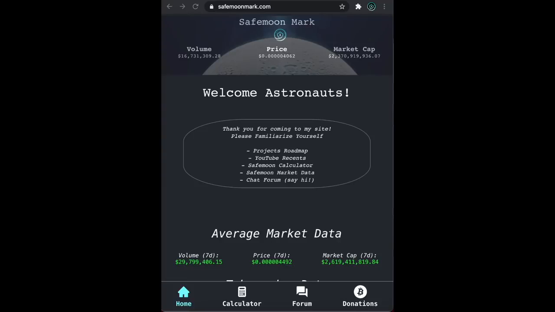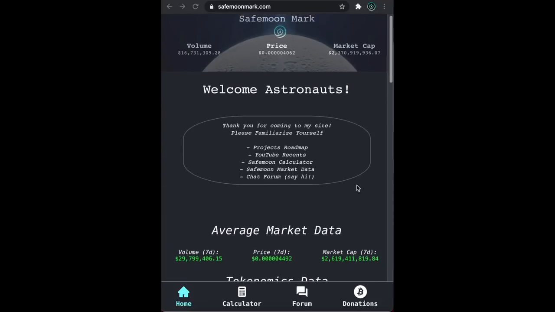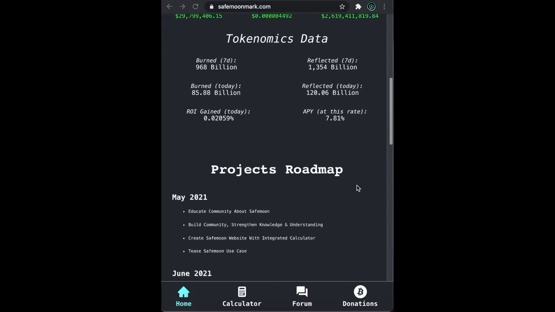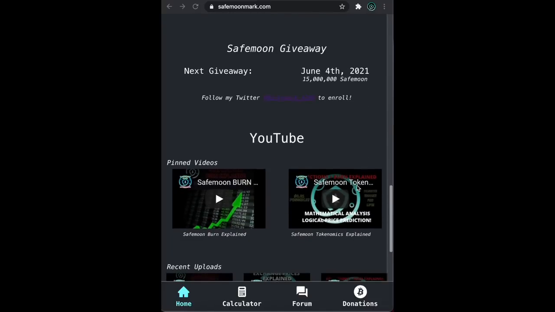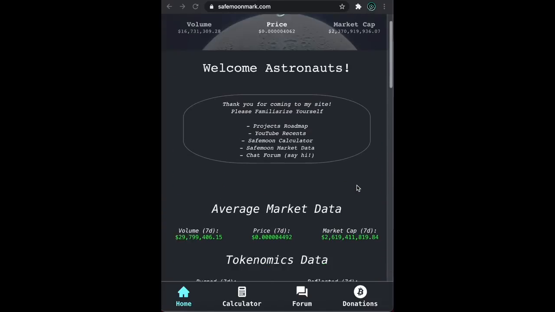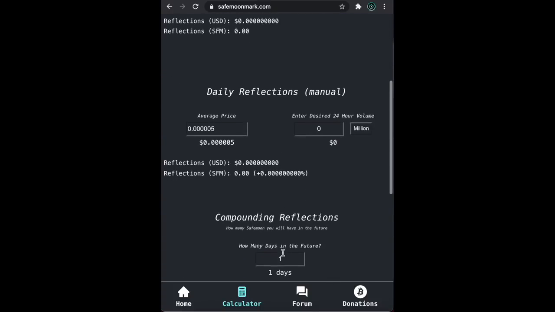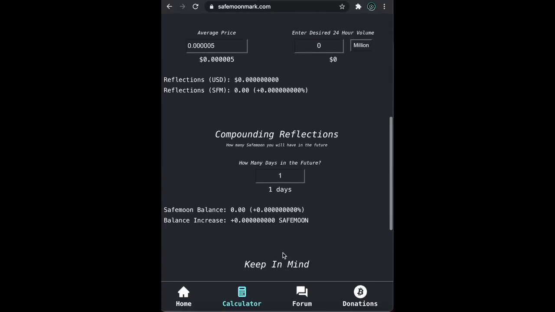It's SAFEMOON Mark here with an introduction to my SAFEMOON projection calculator. I recently uploaded this website that allows you guys to mess with my equations that I posted in my last few videos. And it's not that it's necessarily hard to use, but there's a lot of potential here that I wanted to highlight for everybody. Here's the current version of the website, if you haven't seen it already.